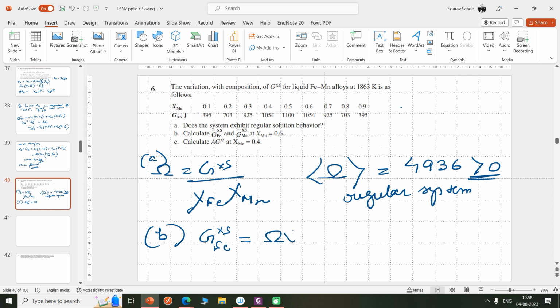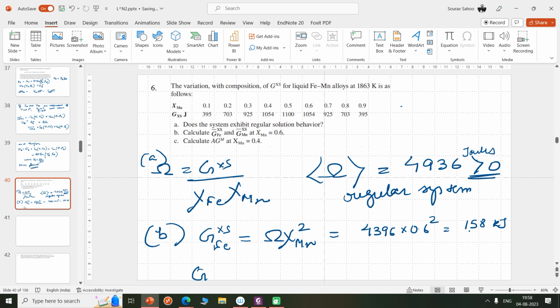So omega times chi Mn squared, so 4396 joules times 0.6 squared will give me 1.5 kilojoules. And the molar excess free energy of manganese is given by omega chi Fe squared, with omega 4396. Its complement, so if we subtract, it is 0.7 kilojoule. Okay, so that answers part B.